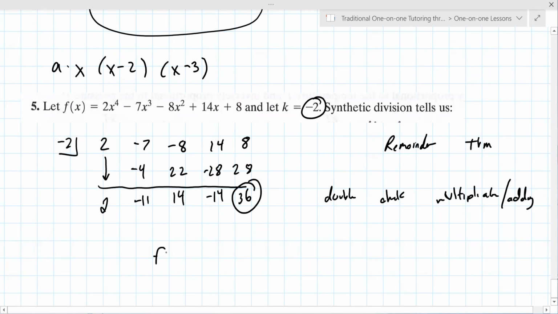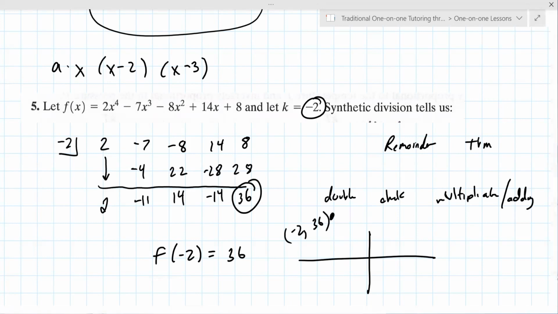What that means is f of -2 is 36. So if we were graphing this function, at -2 there's a point up there at 36. There's a point at (-2, 36). That's what it's telling you. And then the graph doesn't touch it, or we don't know.